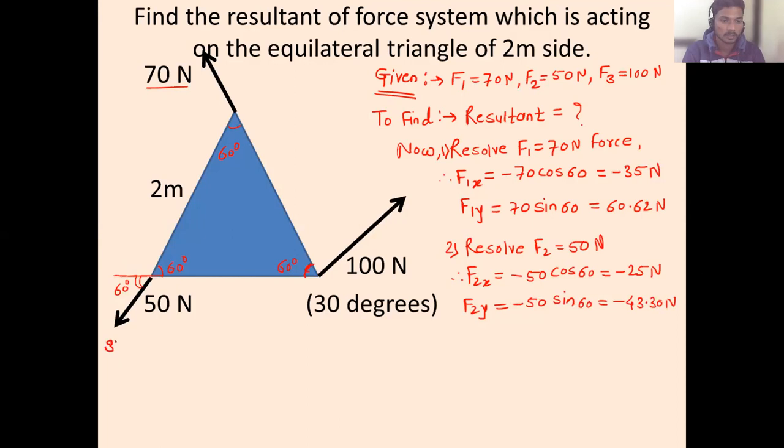Third, resolve F3, which is equal to 100 Newton. If you see that force carefully, a 30 degree angle is given here. With whom is that 30 degree angle made by this 100 Newton force? With the x-axis. So what will be its x component?